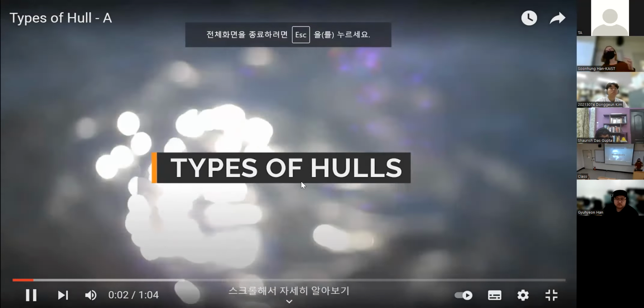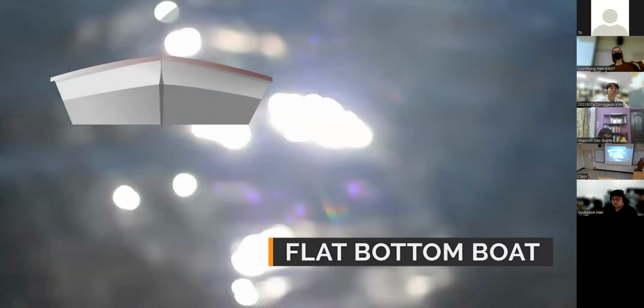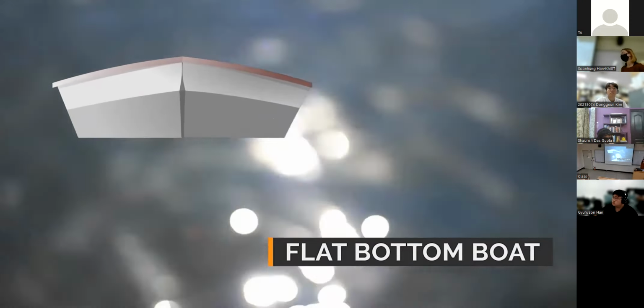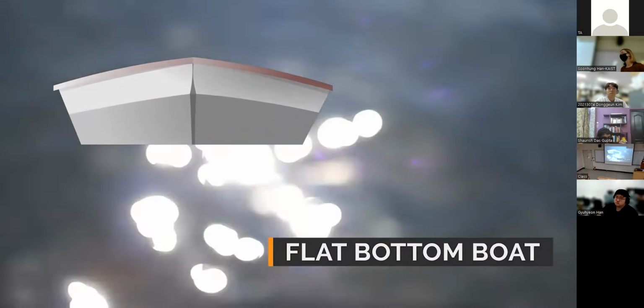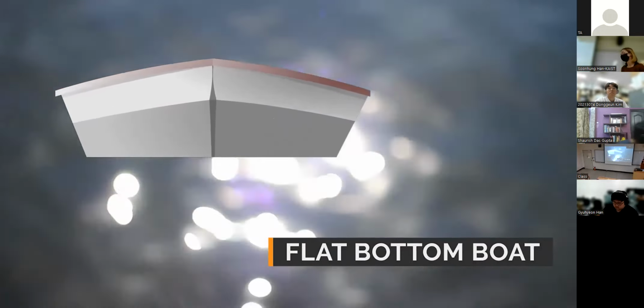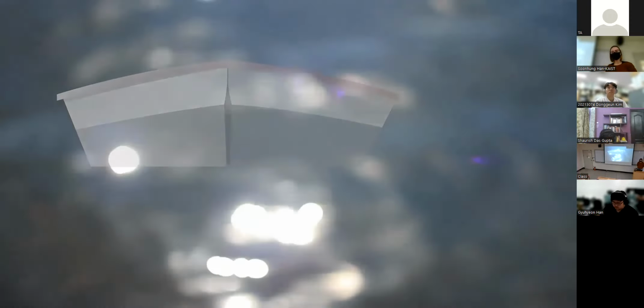Types of hulls. Flat bottom boat. They are generally less expensive to build and have a shallow draft. They can get on plane easily, but unless the water surface is perfectly calm, the ride can be rough because the flat bottom hits each wave. They are less stable and require careful balancing of the cargo and crew.